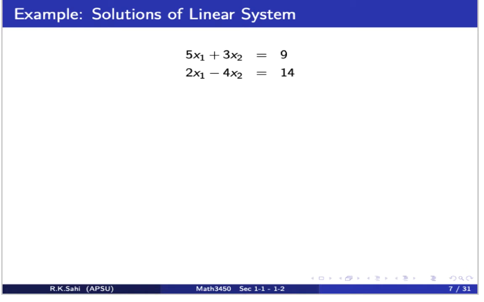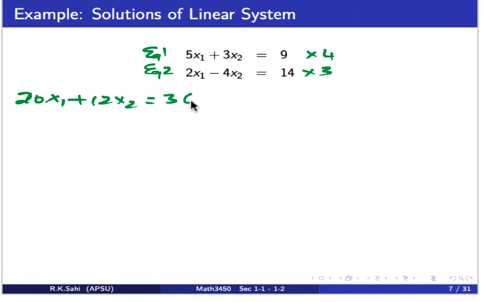Okay, let's start with this linear system given by 5x1 plus 3x2 equals 9 and 2x1 minus 4x2 equals 14. Now, I know all of you know how to solve it, so the best way is to cancel one of the variables. So I'm going to cancel x2, which makes my life simple. This one is equation 1, this is equation 2. I'm going to multiply the first equation by 4, the second equation by 3. So what I'm getting is 20x1 plus 12x2 equals 36.